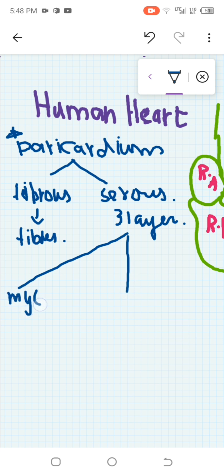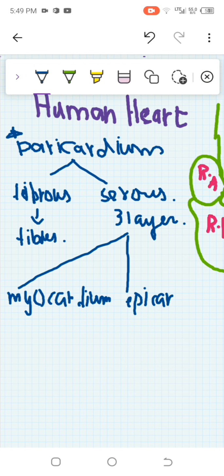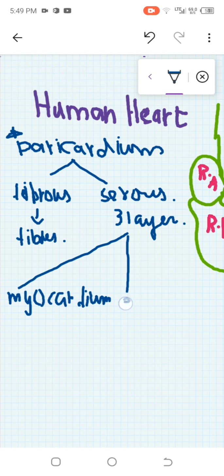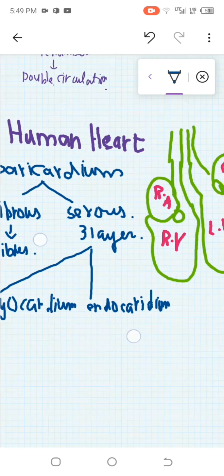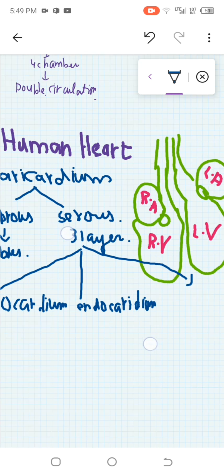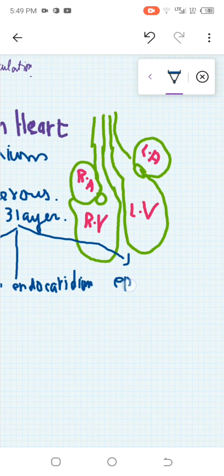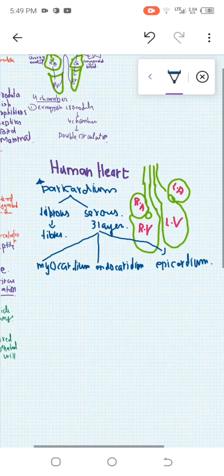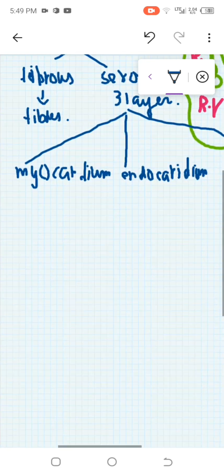First we have the myocardium, then we have the endocardium, and third we have the epicardium. So let's now take an overview of these three in detail.